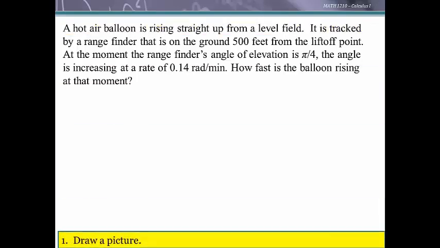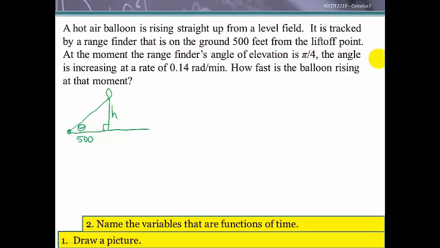Okay, our first step is to draw a picture. So we've got this hot air balloon rising over this level field, and the rangefinder is 500 feet from the liftoff point. So we'll put that over here, and this is 500. And the rangefinder's angle of elevation, so let me get the picture drawn and then we'll identify. We'll call this angle of elevation theta and the height of this balloon h. So we've got our picture, and then we've got our specifics here that we're going to do in just a minute. So name the variables that are functions of time.